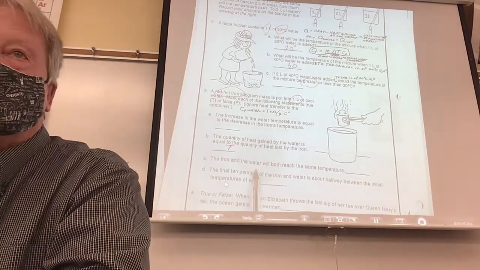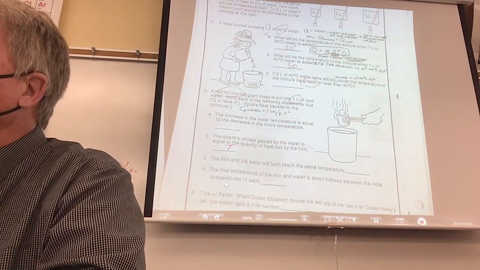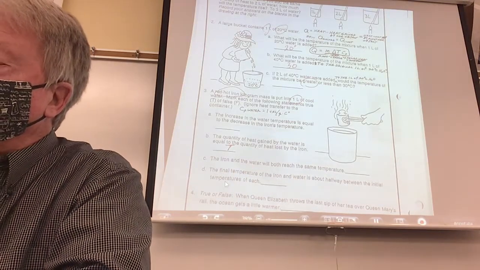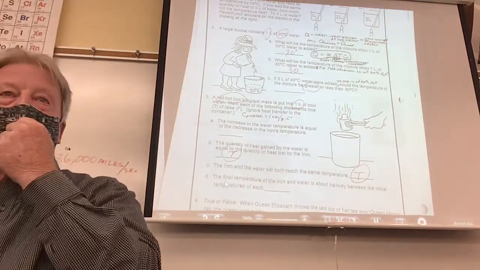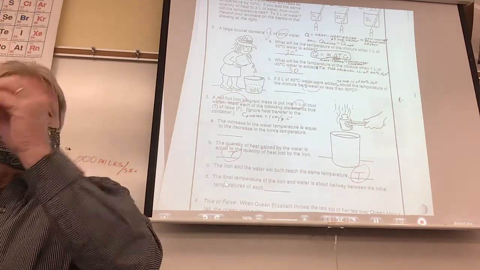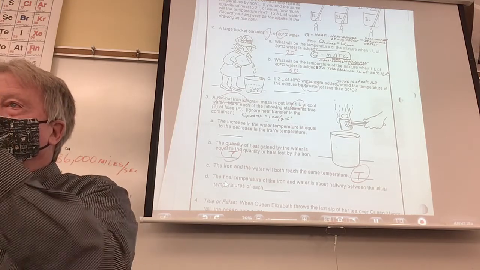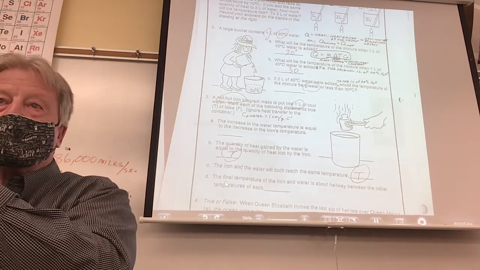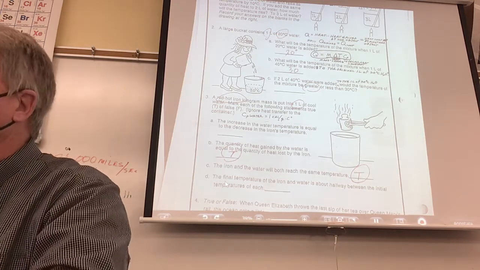Look at C. Here's another big idea in this chapter. Oh, you're ready to answer it? I said true. Okay, it says here the iron and the water will both reach the same temperature. That's a big, big true. Because what if this piece of metal was hotter than the water right next to it? What happens anytime you put a hot and a cold object next to each other? Heat transfer, and then eventually everybody will be the same, wouldn't they? They have to reach the same temperature.